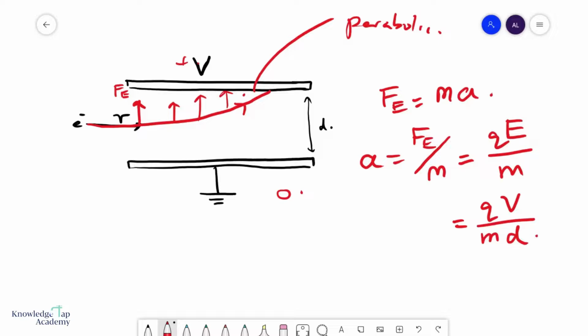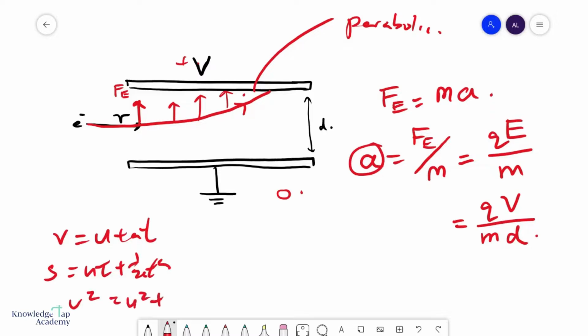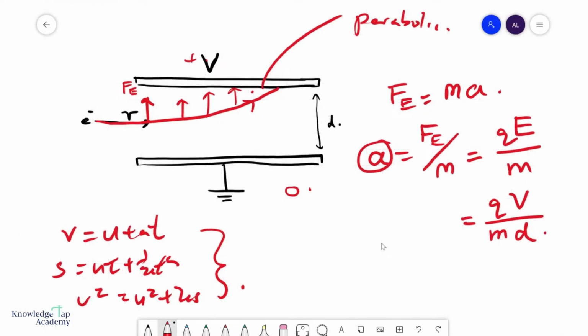Once you have the acceleration, you can calculate many cool things about this path because this just becomes parabolic motion. And so all our equations of motion, v equals u plus at, s equals ut plus half at squared, v squared equals u squared plus 2as, may all be used to analyze this motion once you have the acceleration. And so these are just some of the cool applications of long parallel plates and uniform electric fields.